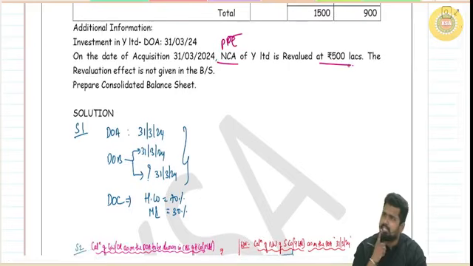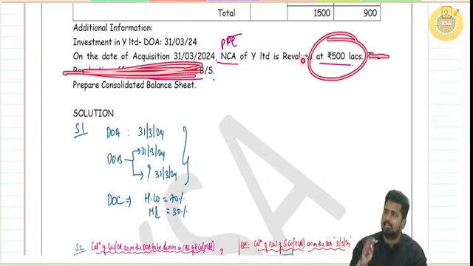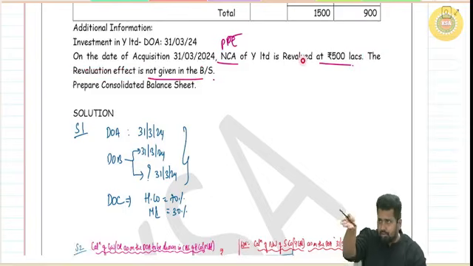Sir, but they are showing 600. Yes, sir, because the revaluation of it is not given. Sometimes this also they will not give. See, when they don't give this data, but they are telling, this means indirectly they are telling: I did not give the impact, you do the impact.